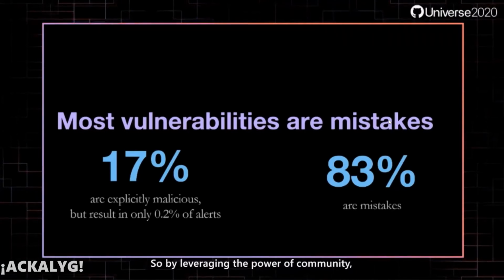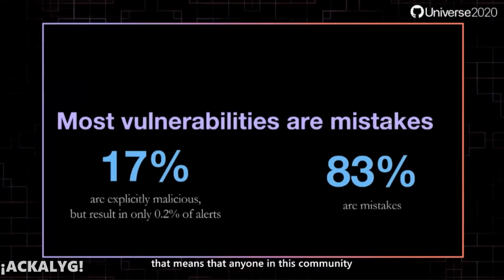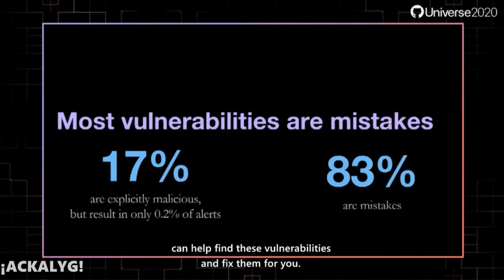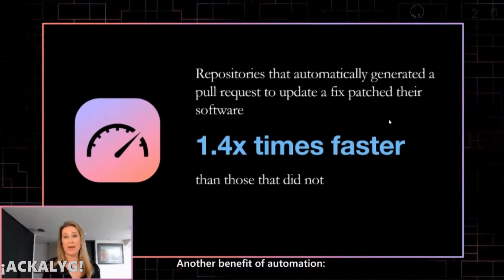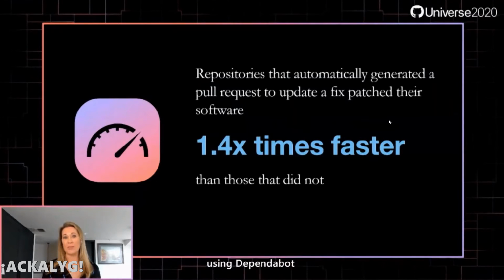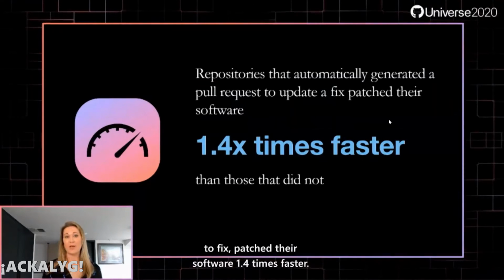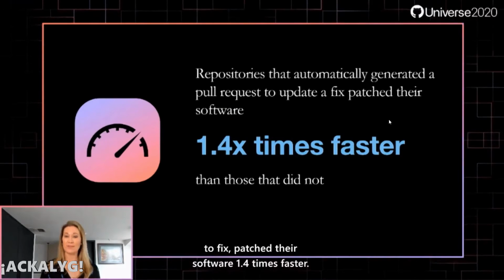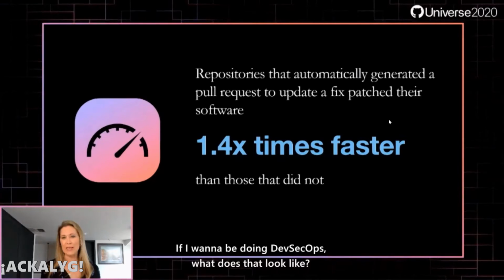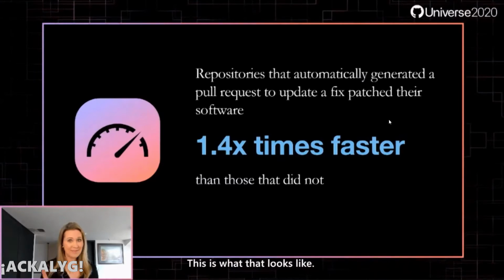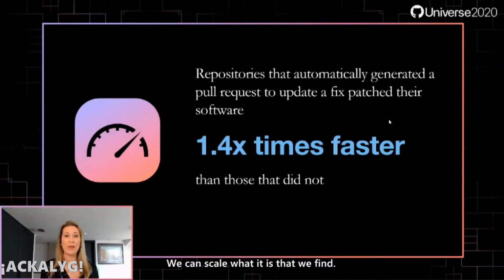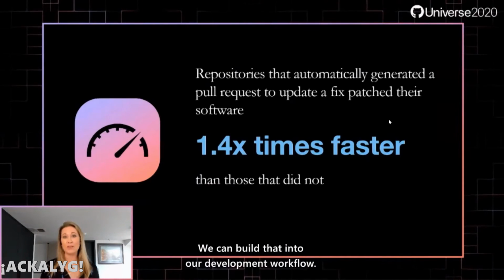So by leveraging the power of community, that means that anyone in this community can help find these vulnerabilities and fix them for you. Another benefit of automation, repositories that automatically generated a pull request using Dependabot to patch their software fixed it 1.4 times faster. So many times people ask me, what does shift left look like? If I want to be doing DevSecOps, what does that look like? This is what that looks like. We can scale what it is that we find. We can build that into our development workflow.